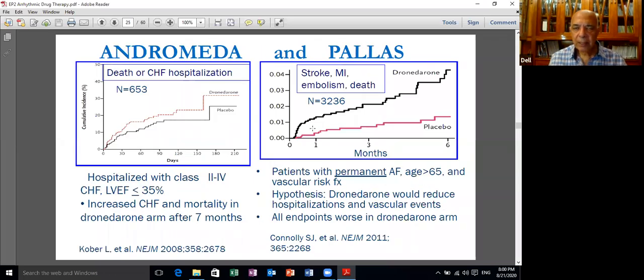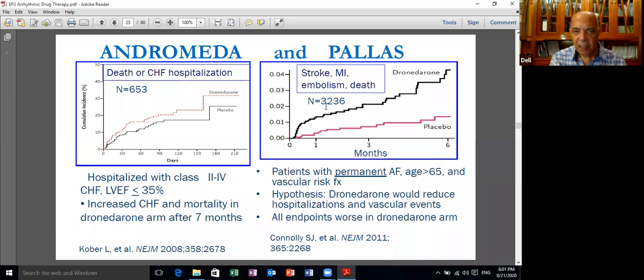Now, there are two studies which tested its safety: the ANDROMEDA trial and the PALLAS trial. In the ANDROMEDA trial, dronedarone was tested in patients with class 2, 3, and 4 heart failure, ejection fraction equal or less than 35, and it turned out that it increases the mortality in these patients and increased the congestive heart failure hospitalization. As a result, the use of dronedarone is banned in patients with moderate to severe congestive heart failure and left ventricular dysfunction.